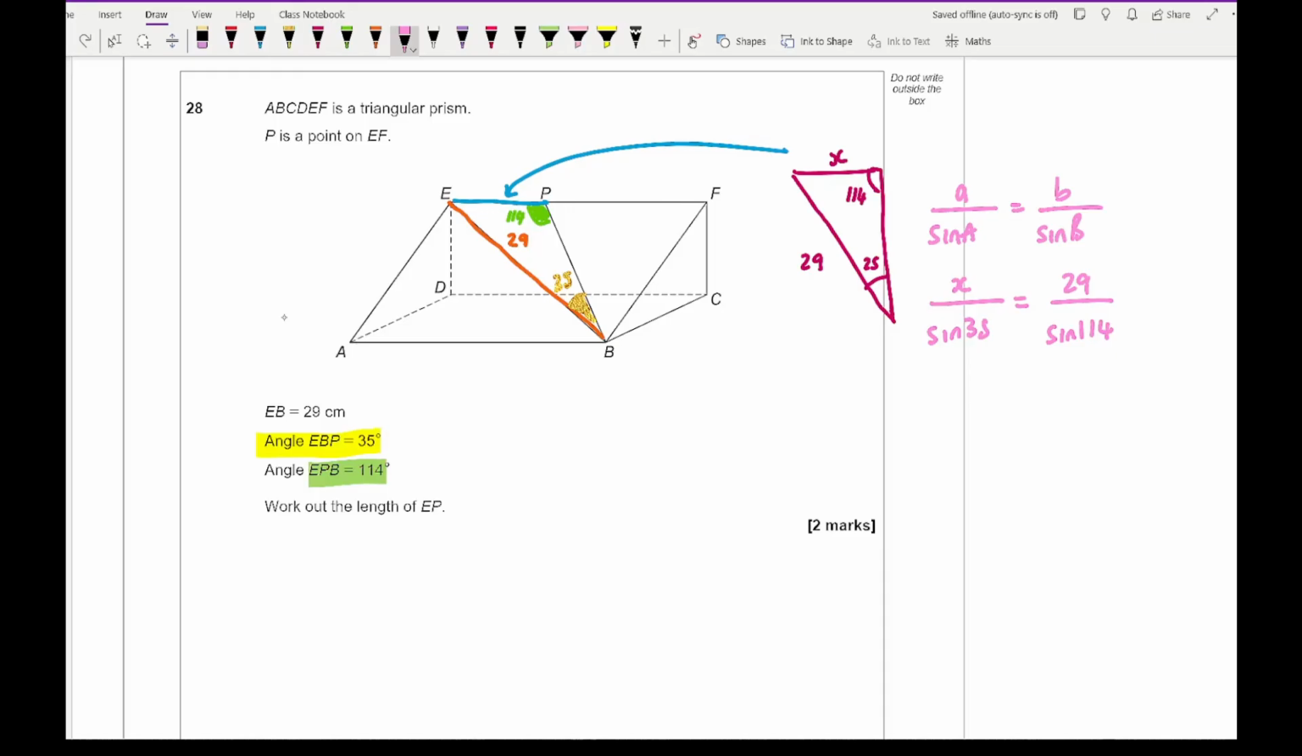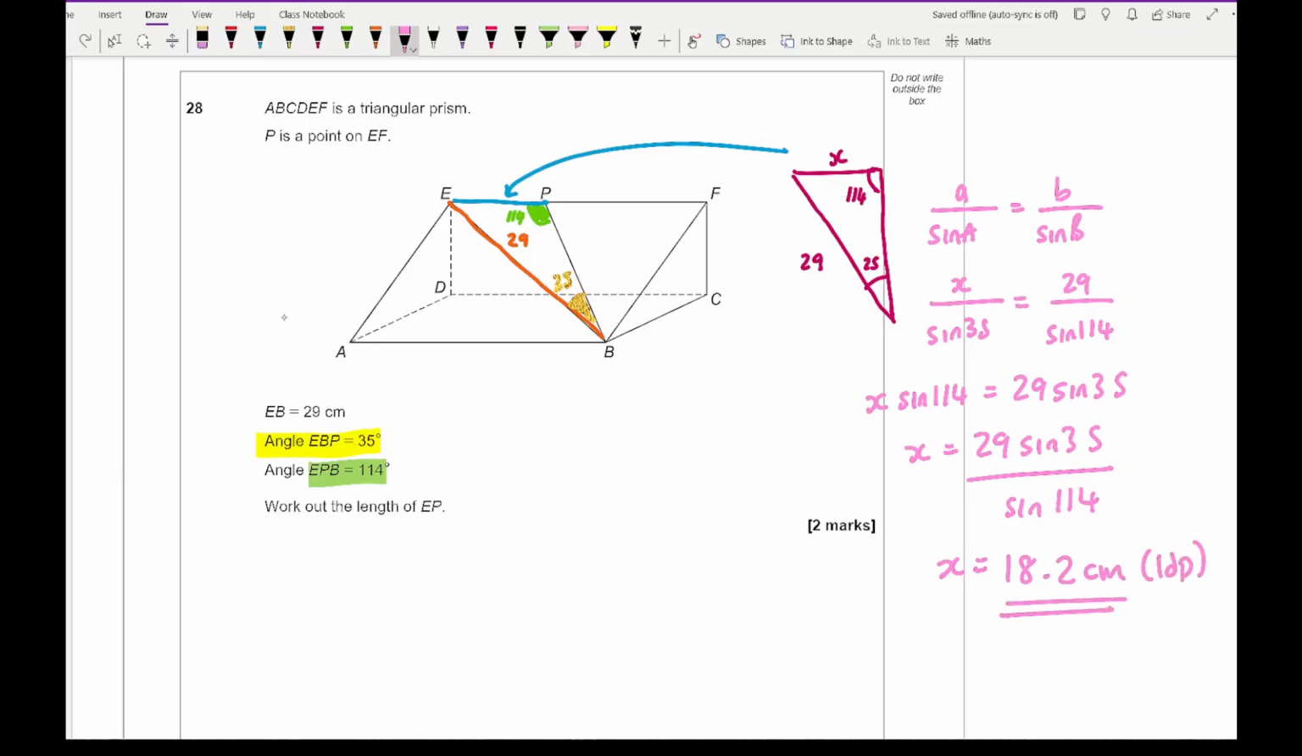Then doing a bit of cross multiplying, I get x sine 114 equals 29 sine 35. So x equals 29 sine 35 divided by sine 114, and typing that all into my calculator, 29 sine 35 over sine 114, that gives me an answer of 18.2, and that's in centimeters, to 1 decimal place, and there is my final answer.